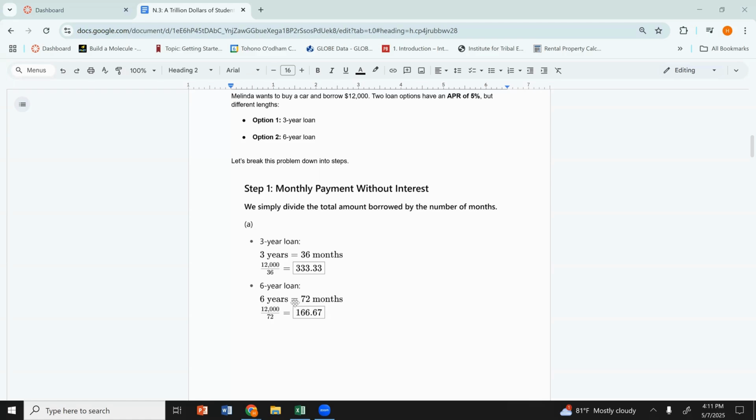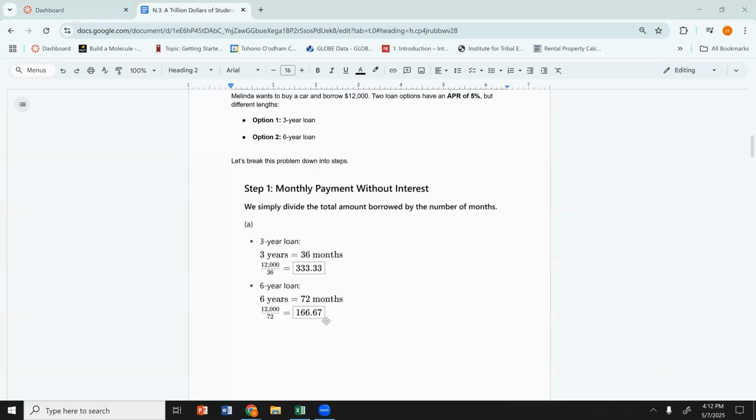If we go with the 6-year loan option, we have 72 months in 6 years. So 6 times 12, that's 72. The same principal, $12,000 that Melinda borrowed, divided by 72 months gives us $166.67 per month. So comparing the 6-year and the 3-year options, with the 3-year loan you are paying more per month. In the 6-year loan term, you are paying less per month.